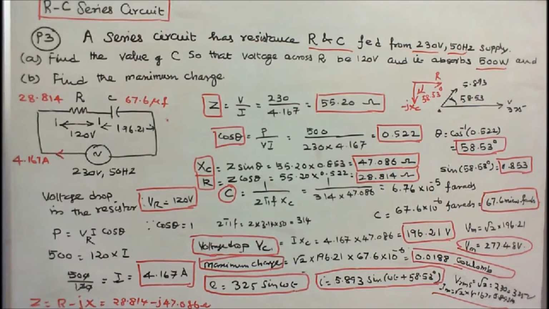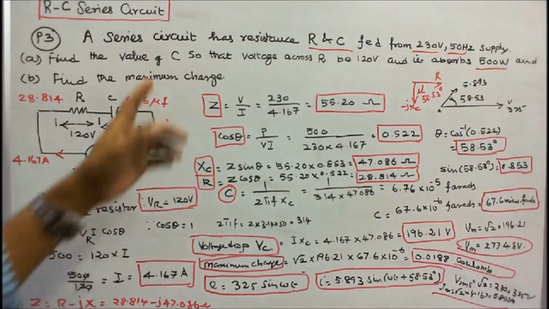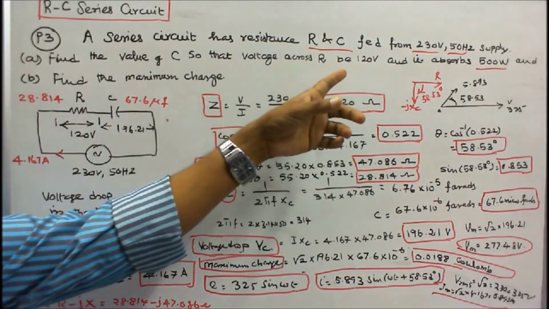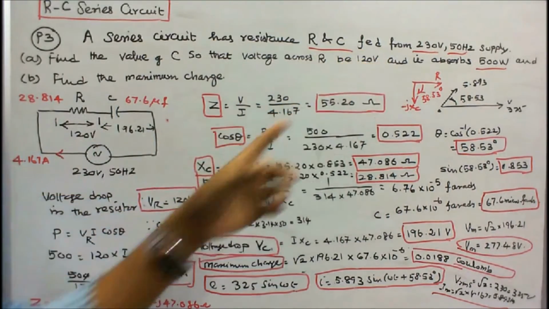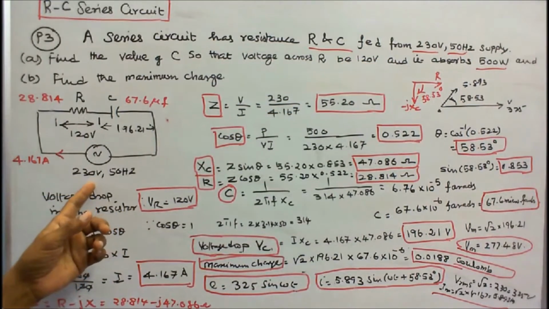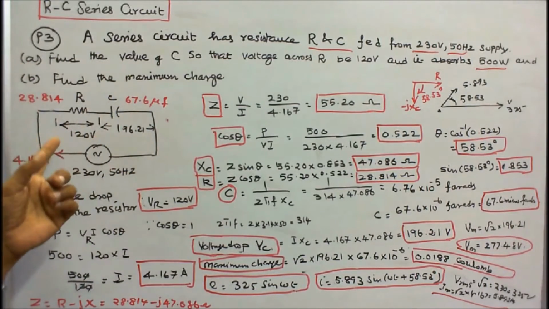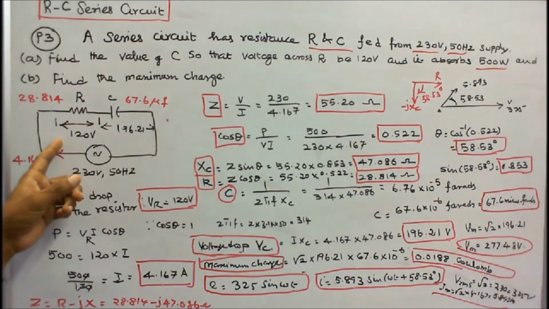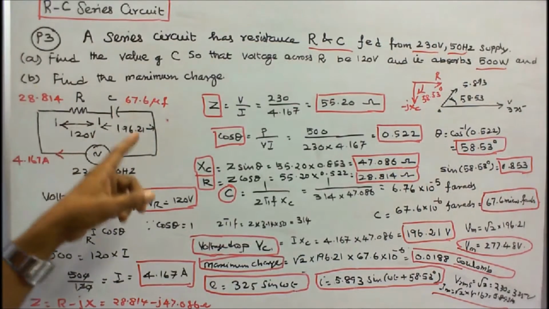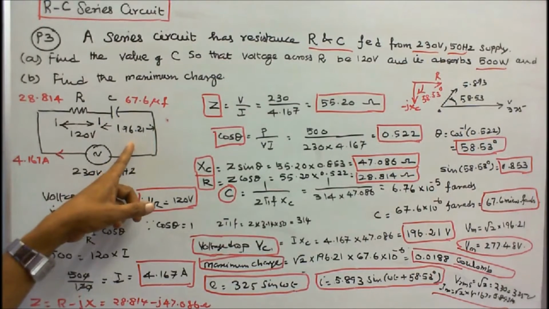Problem number 3. A series circuit has resistance R and C fed from 230 volt 50 Hz supply. A. Find the value of C so that voltage across R be 120 volts and it absorbs 500 watts. And B. Find the maximum charge in the capacitor.